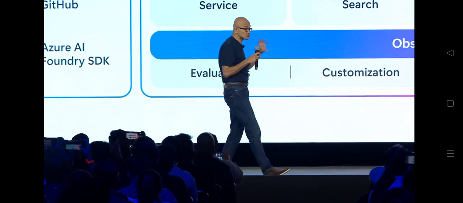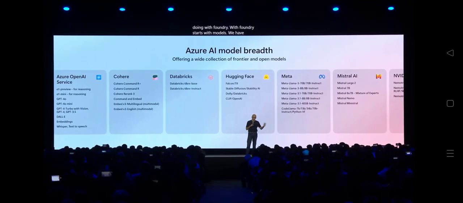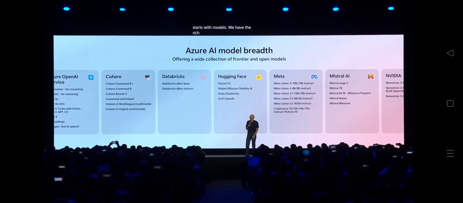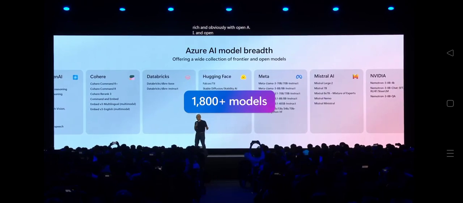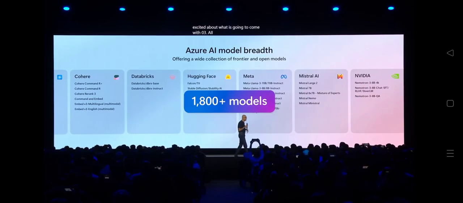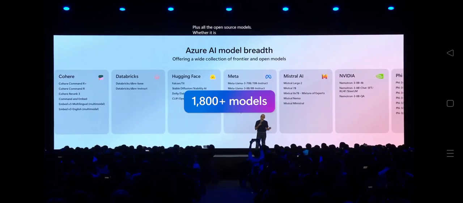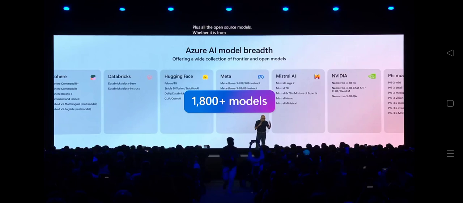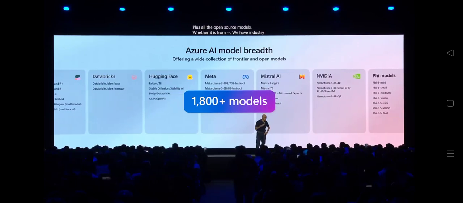And with Foundry, it starts with models. We have the rich catalog, and obviously with OpenAI and OpenAI's innovation, now with o1, we're excited about what's going to come with o3, with obviously 4o. All of that's available, plus all the open source models, right? Whether it's from Llama or Mistral. We have industry-specific models.